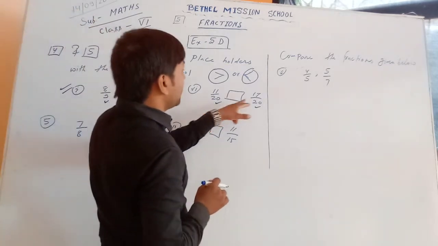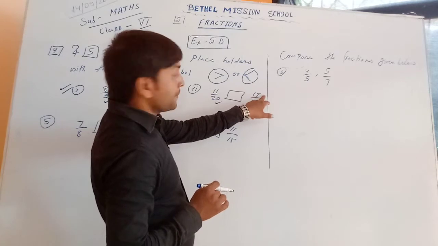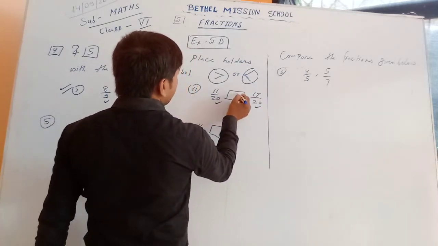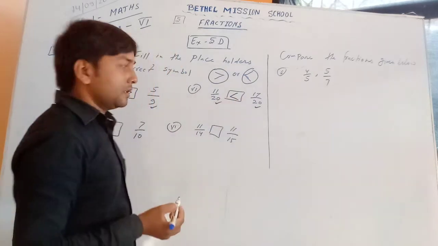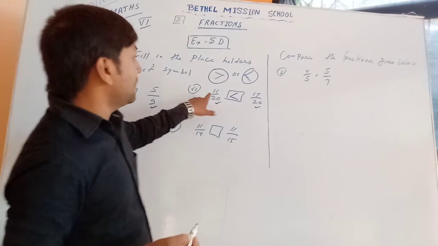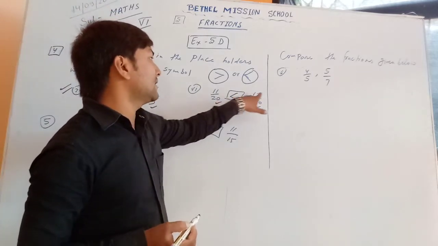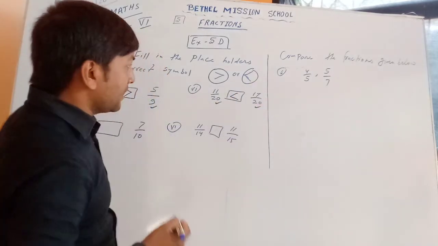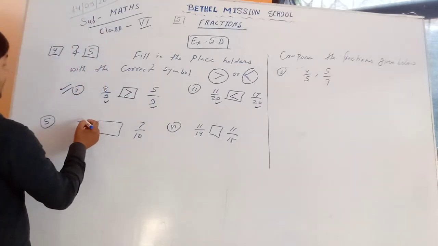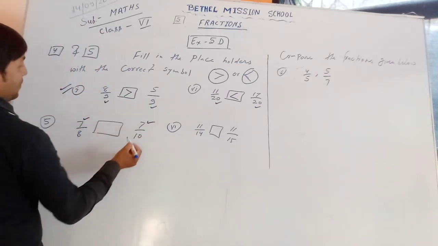Here, which has the greater numerator? 17 is greater, that's why this is the symbol. This symbol means 8 upon 9 is greater than 5 upon 9, and 11 upon 20 is less than 17 upon 20. Okay, and here just the opposite is given. Now the numerators are equal.